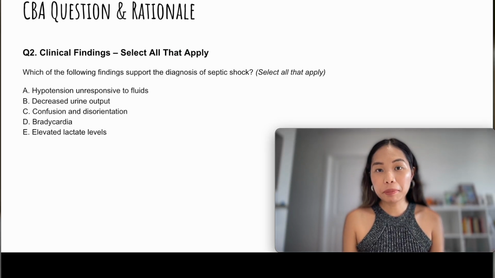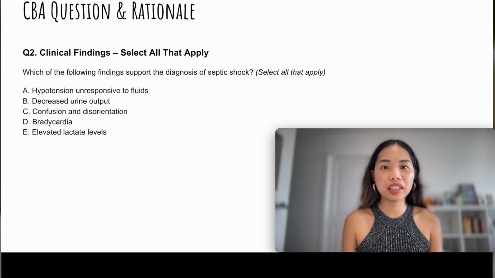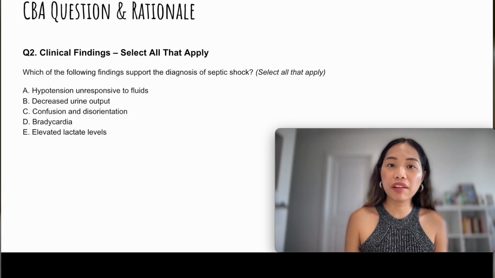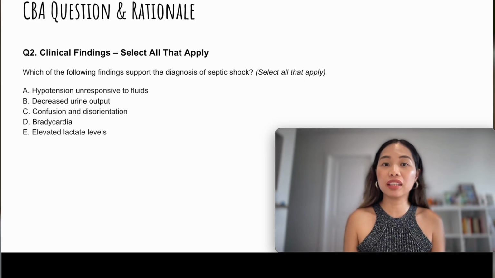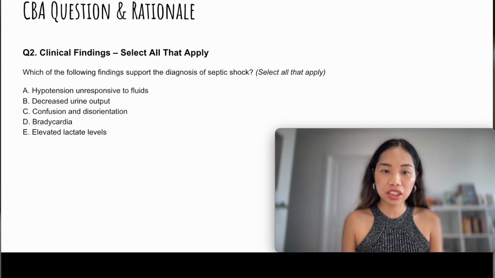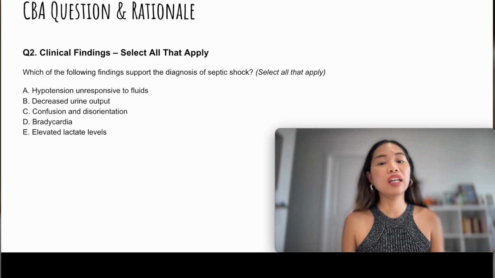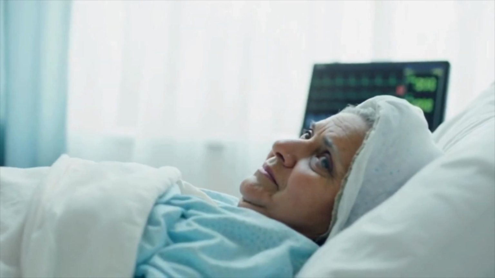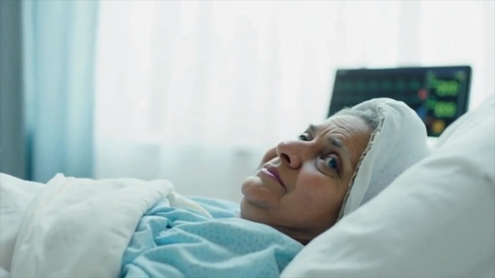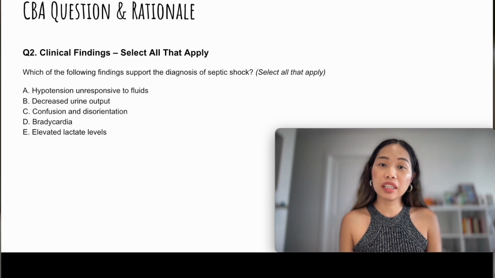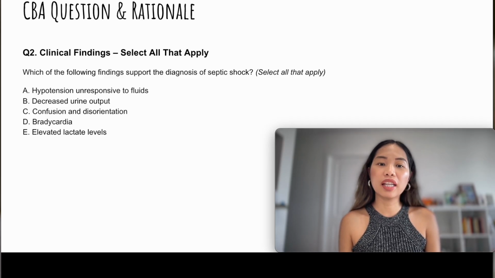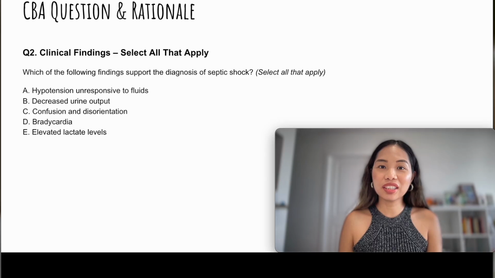In this select all that apply question, it's asking you to recognize what's the systemic impact of shock, right? So it's going to affect the brain, it's going to affect kidneys, it's going to affect tissue perfusion. So the right answers here would be A, B, letter C, and letter E: hypotension, decreased urine output, confusion and disorientation, and elevated lactate levels. We're not going to choose letter D, bradycardia, because if you guys can recall, for early shock, what you can expect is tachycardia, not bradycardia. All right, let's go to the next question.